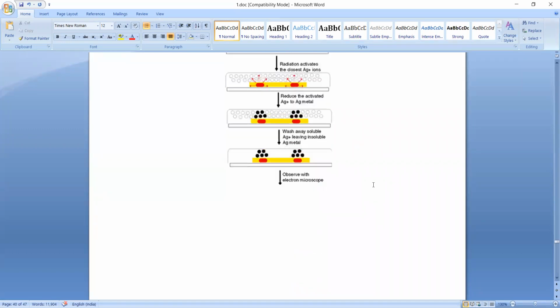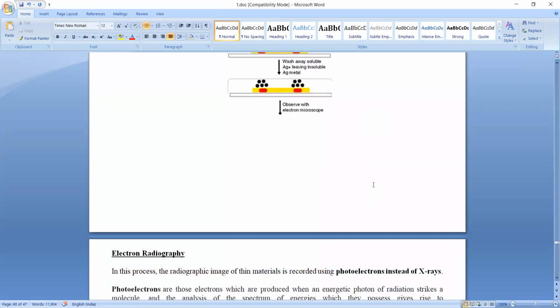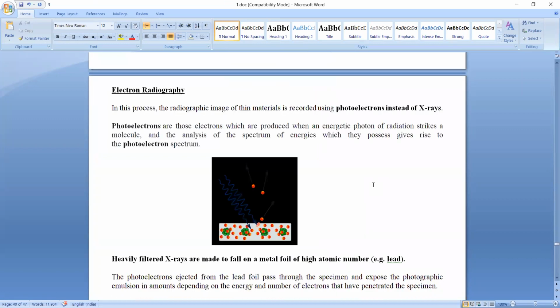Okay. Next one is electron radiography. Here we are using photoelectrons instead of X-rays for finding the defects in the object. Now, what are photoelectrons?